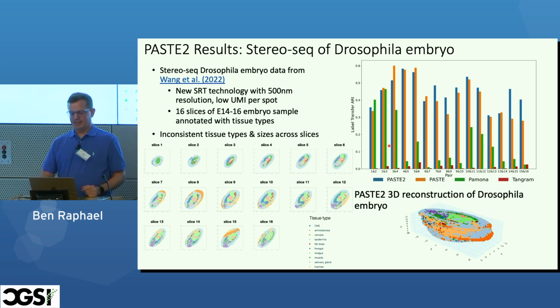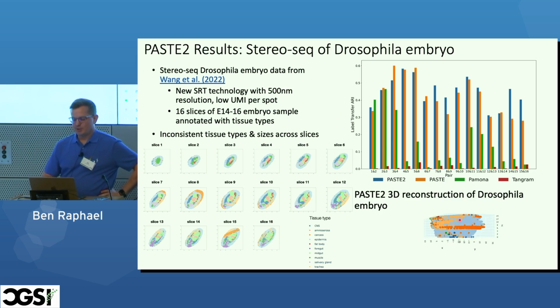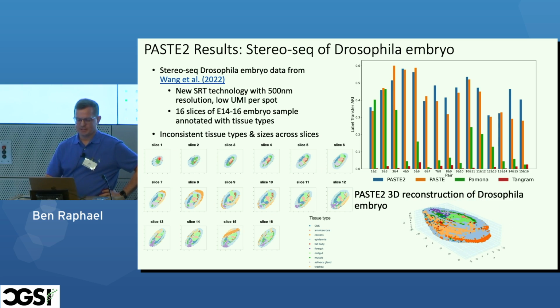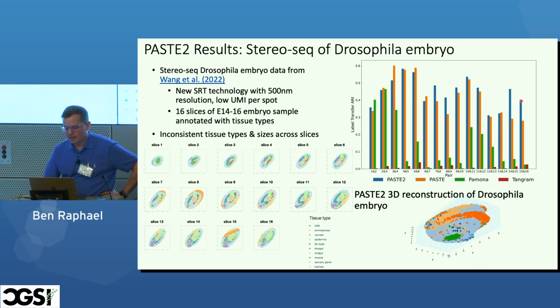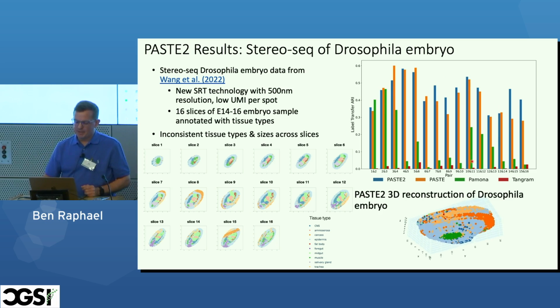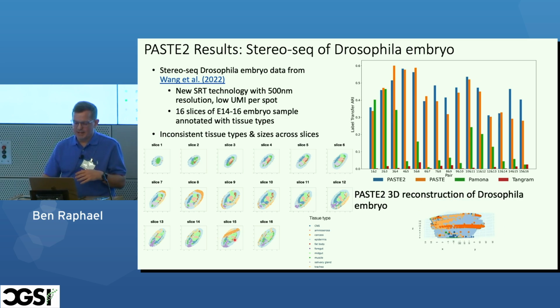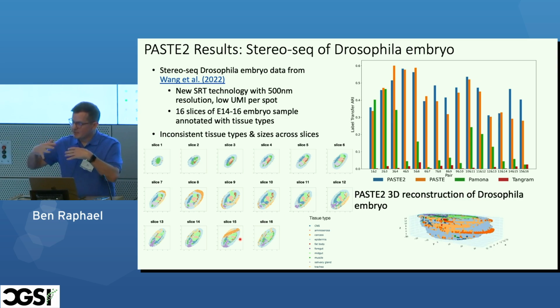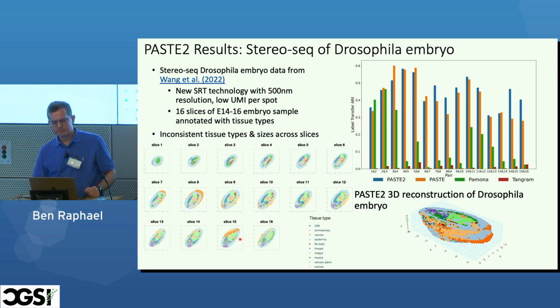So here's just the example of the Drosophila embryo. I showed you this on the first slide. You can kind of see this ellipsoid shape I was talking about. Here are the slices as they were in 2D, so slice 1 to 16, with the small slice on the bottom going through to the middle. And this is a comparison showing PASTE 2 in blue: if you look at how accurately you mapped the previously annotated cell types, we seem to be doing quite well, especially in cases where the slices are different in size. So that's the advantage of the partial alignment.